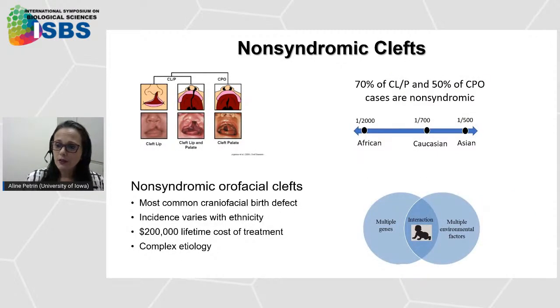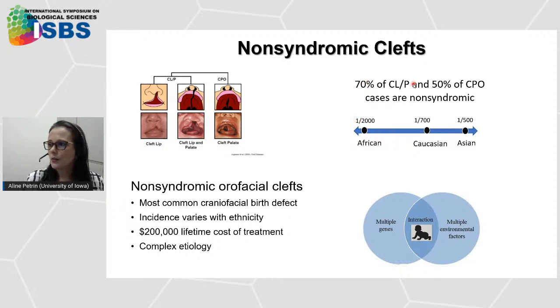Non-syndromic cleft lip and palate are much more common than syndromic forms. And that's the reason why we need to explore all different methods, because there are over 50 loci that have been identified so far that contribute to non-syndromic orofacial clefts. They're the most common craniofacial birth defects. The incidence varies according to ethnicity, with Asians having the highest frequency and Africans having the lowest.